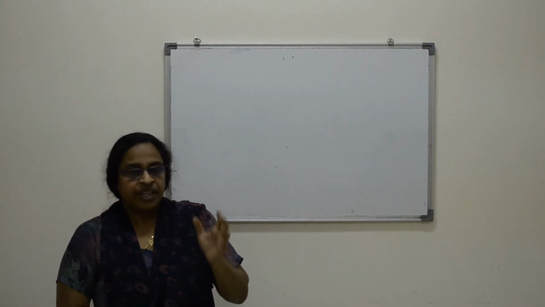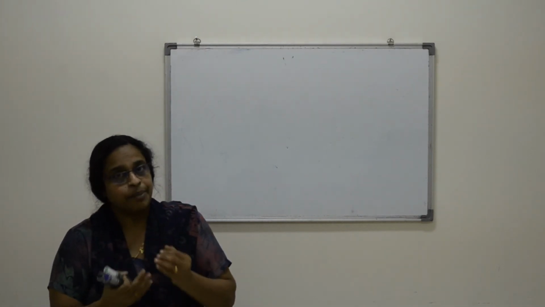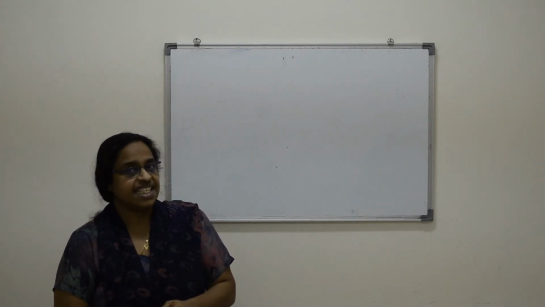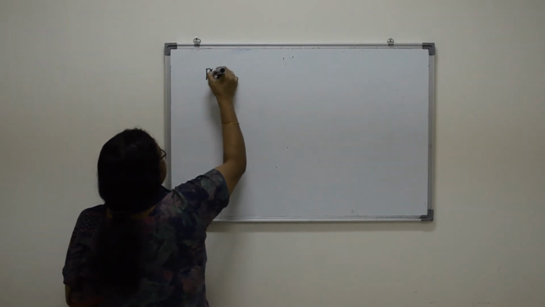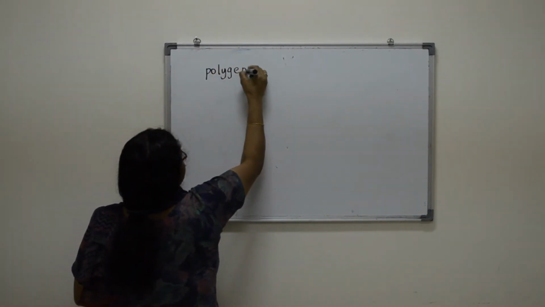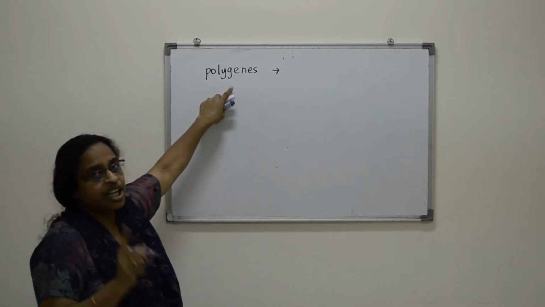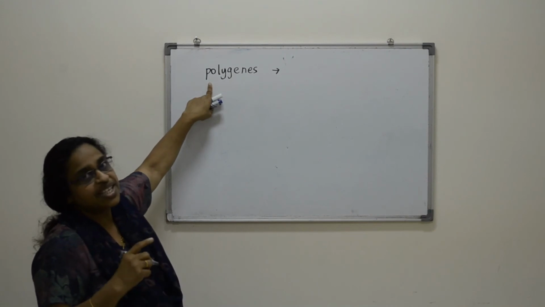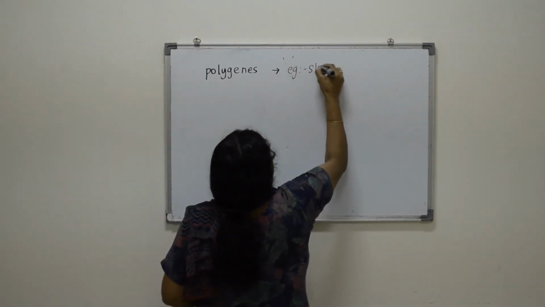But there are some characters which are controlled by many genes. So it is known as polygenes. An example is skin color. So polygenes means some characters are controlled not by a single gene, but by many genes, so it is known as polygenes. Example, skin color.